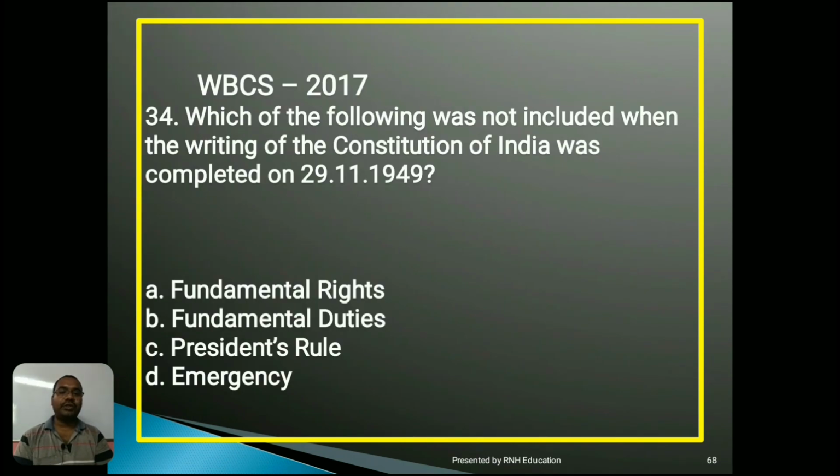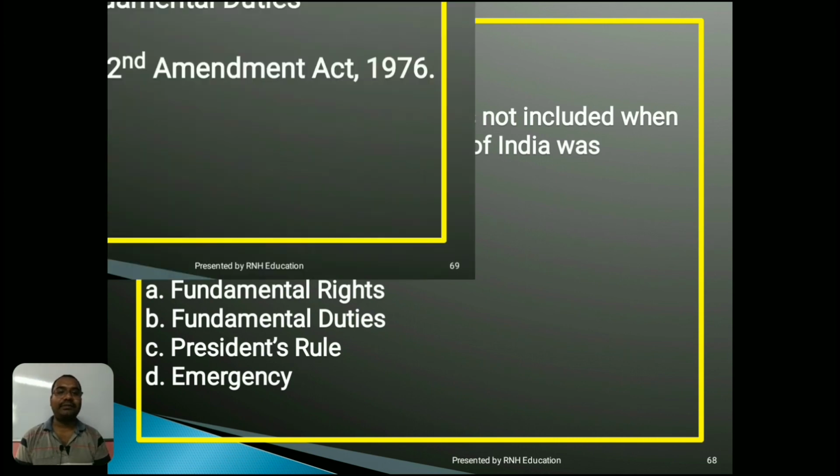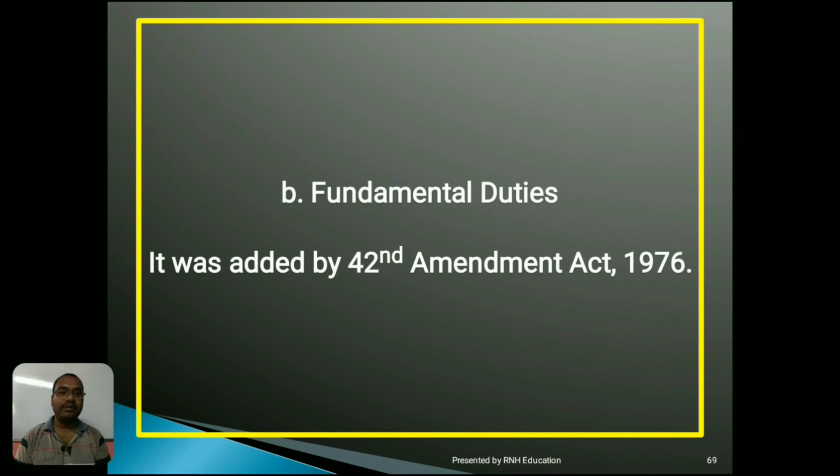Going to the next question, and it was asked in BCS 2017. Question number 34. Which of the following was not included when the writing of the Constitution of India was completed on 29th November 1949? Options are A, fundamental rights, option B, fundamental duties, option C, president's rule, and option D, emergency. Now check the answer. The answer is fundamental duties. It was added by the 42nd Amendment Act 1976.